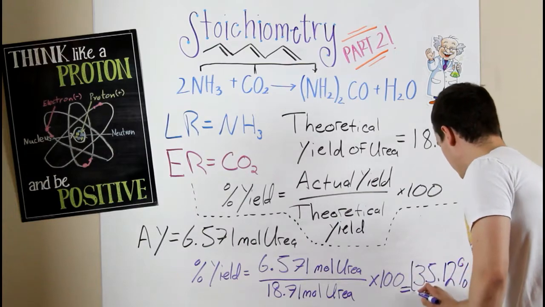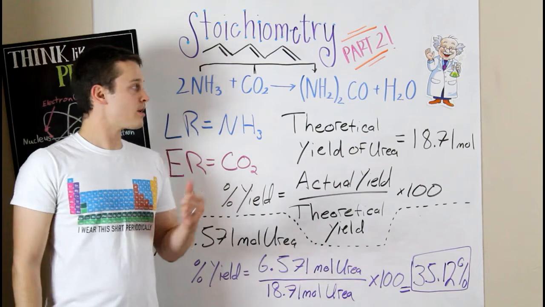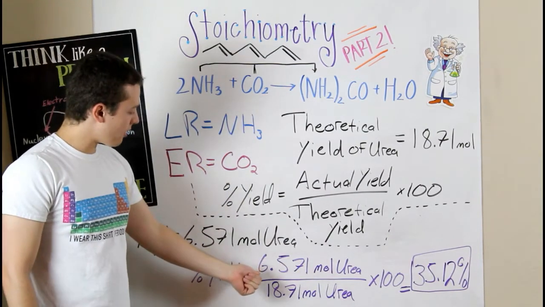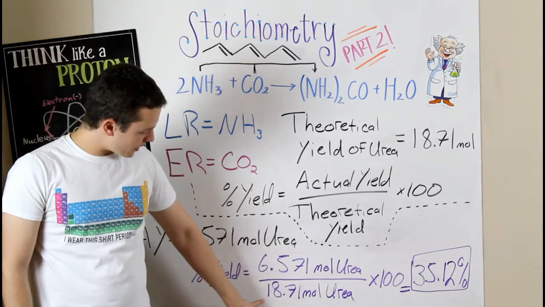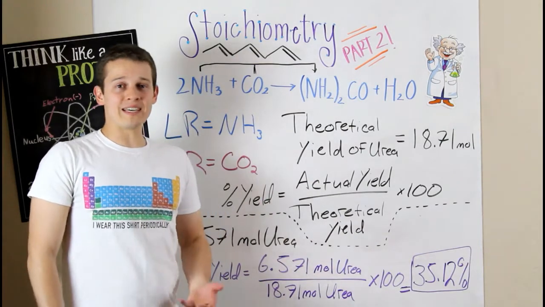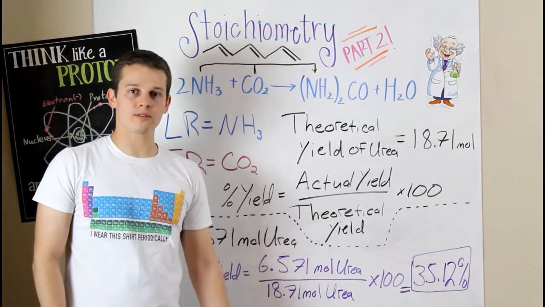What you get out of this is 35.12%. So if we actually ran this reaction with those two initial quantities of ammonia and CO2 and got out of it 6.571 moles of urea with a theoretical yield of 18.71, the best that we did in this reaction is just a 35.12% yield.